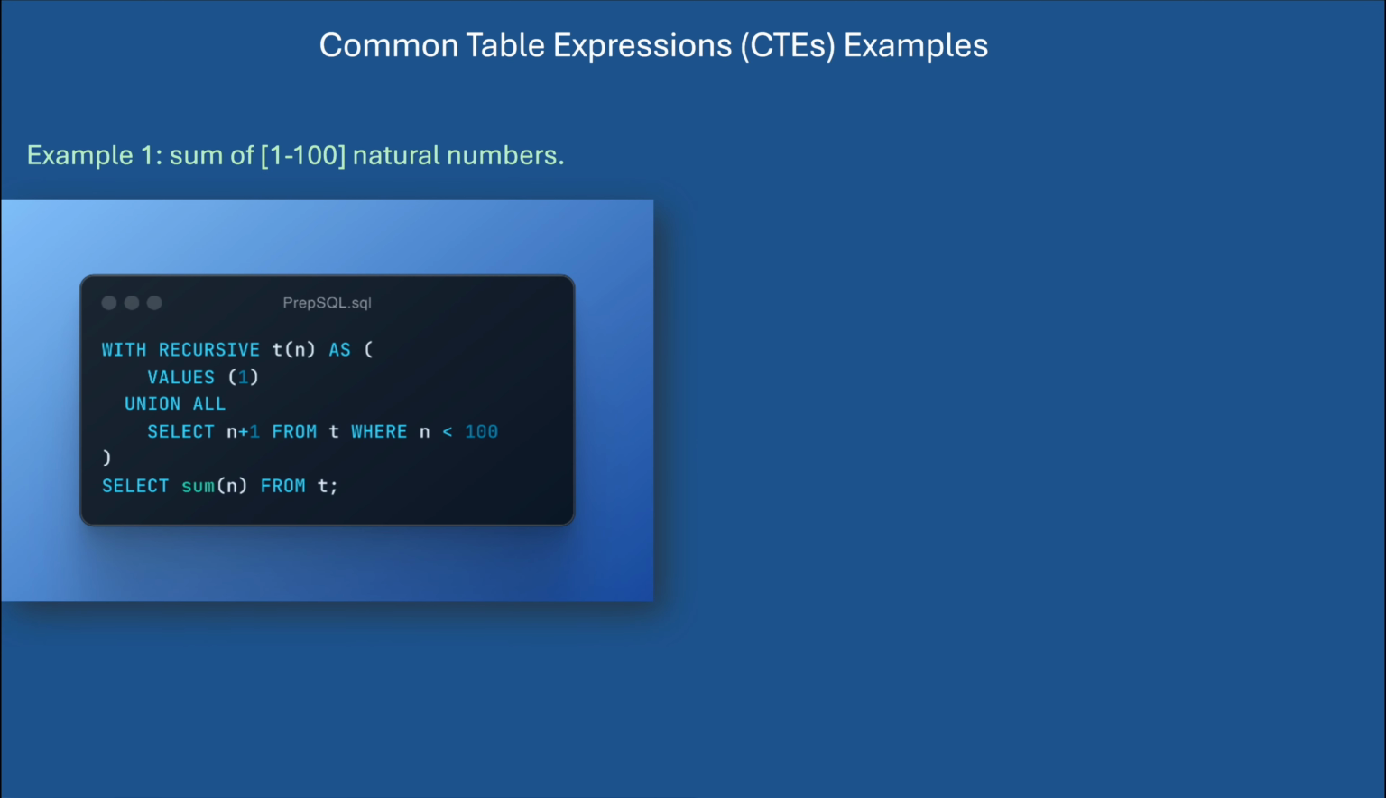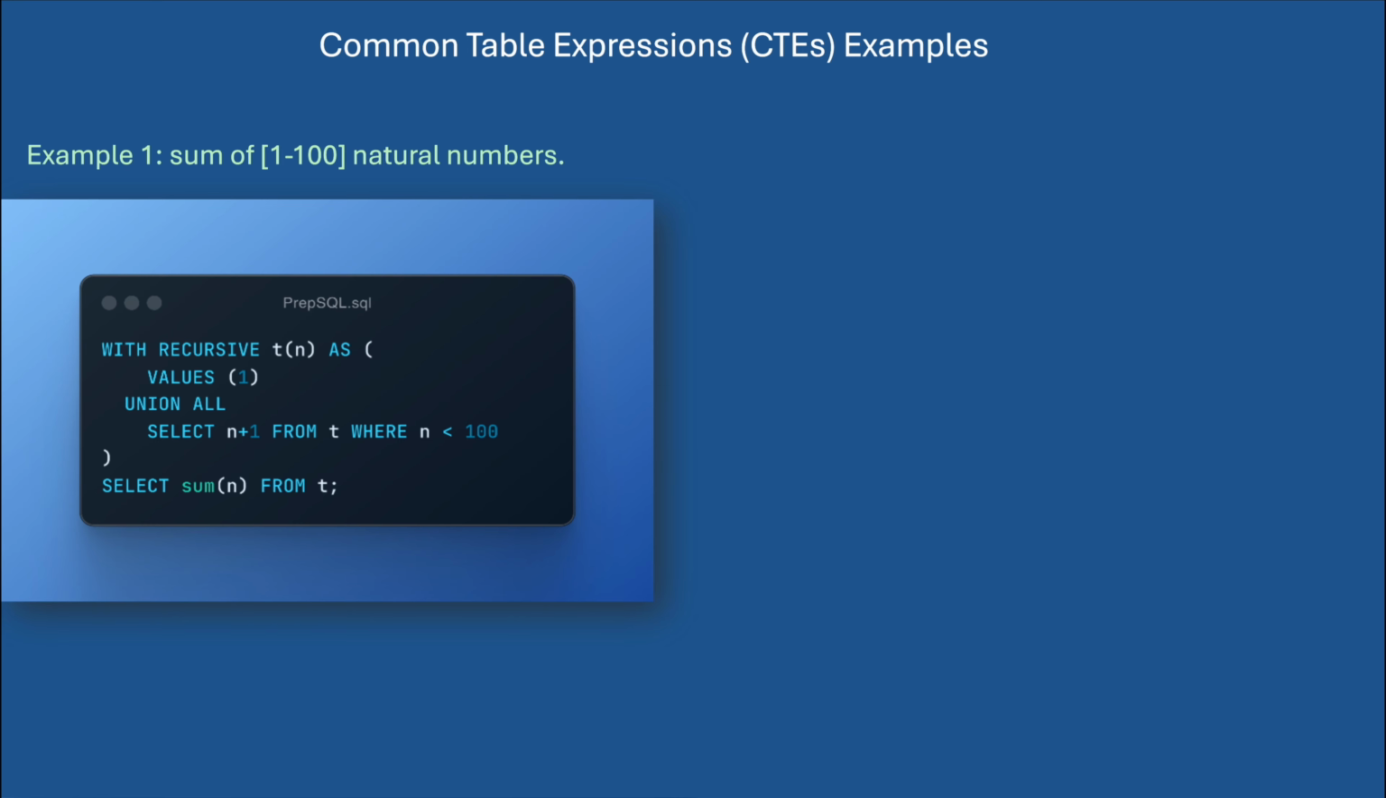Moving ahead, let's look at some examples of the common table expression. First, let's look at the recursive common table expression. Here we are trying to get a sum of the natural numbers from 1 to 100 using a recursive common table expression. We start with the with statement and the recursive keyword.